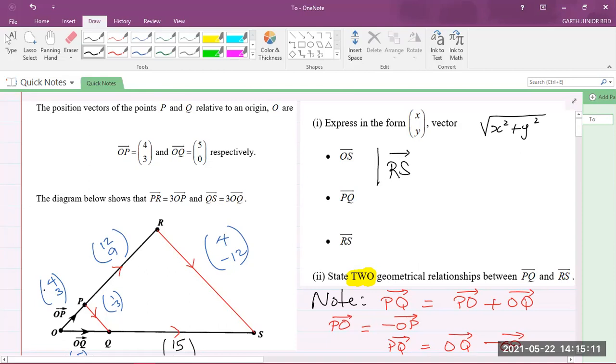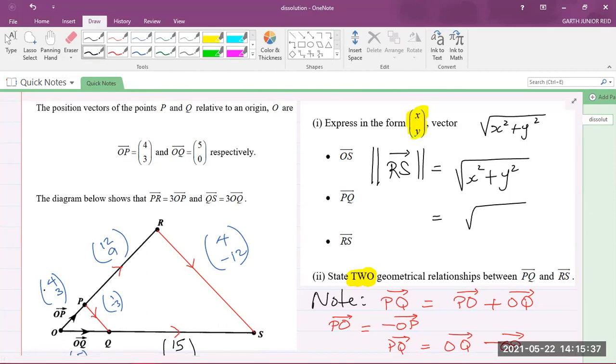The magnitude, we normally denote it like this, or some persons may write a double stroke. So this is equal to the square root of x squared plus y squared. We know that. Now what is x? x is 4, remember we're writing it in the form of xy. So x in this case will be 4, so that's 4 squared, plus y would be -12, and we're squaring that as well.